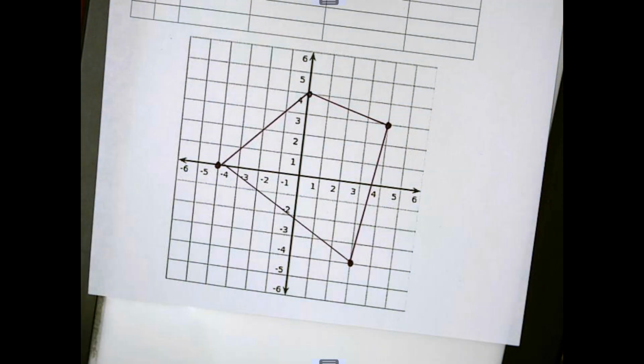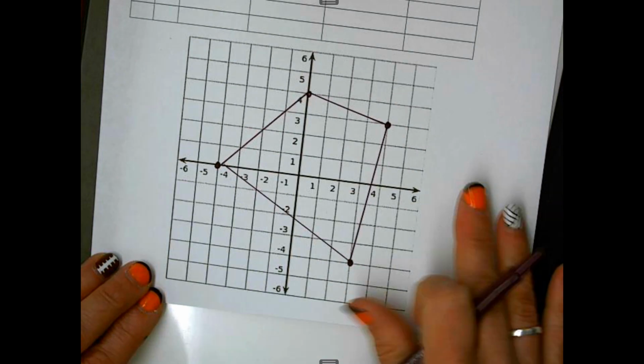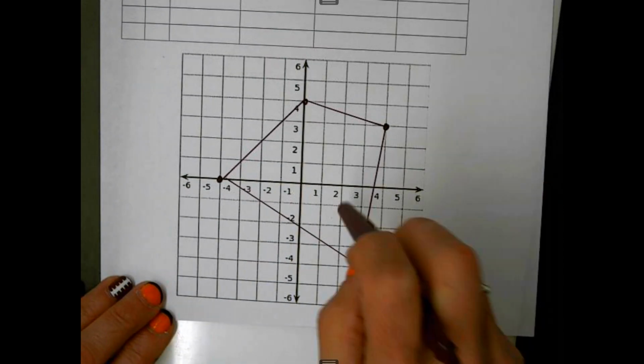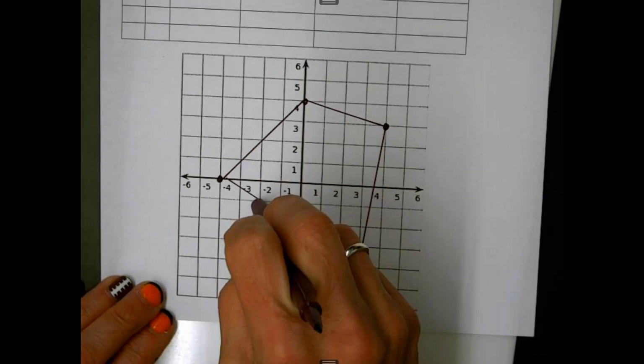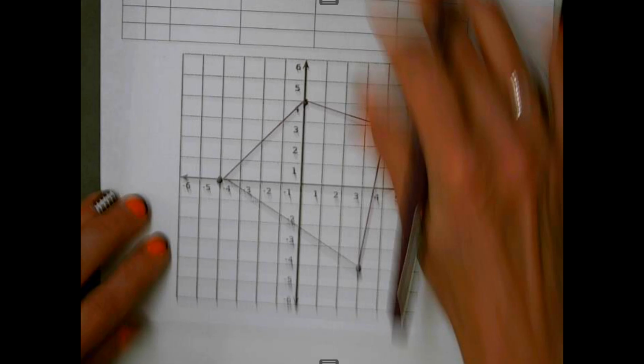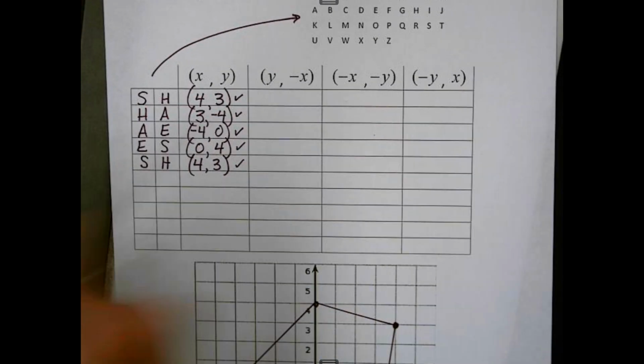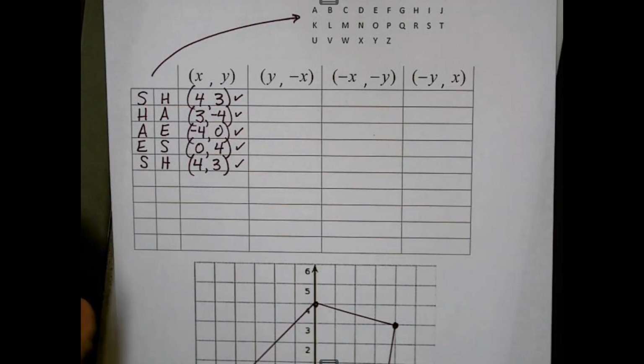It's a quadrilateral. What we're going to do now is we're going to rotate it 90 degrees, 180 degrees, and 270 degrees. And then it'll make a pretty cool design. So back up here on our ordered pairs, you can see that our new X value is our previous Y.